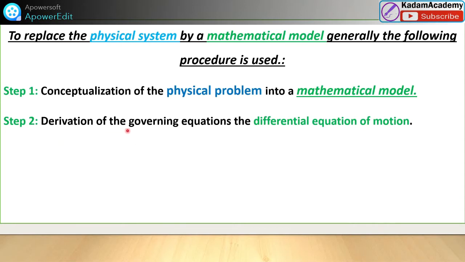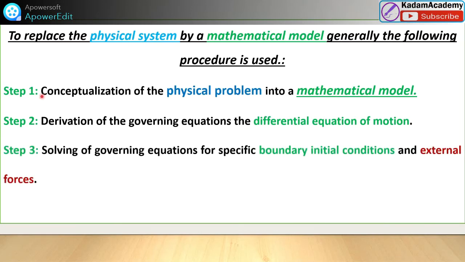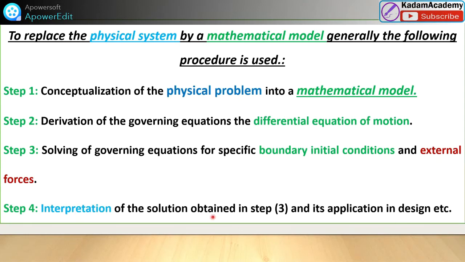Second is the derivation of the governing differential equation of motion. We have to derive the governing equation for this mathematical model, which was formed or drawn from the physical problem or physical system. The physical model was converted into a mathematical model, and the governing or differential equation was derived for this mathematical model. Third, after getting the equation, solve the governing equation for the specific conditions given, the boundary conditions or the external forces, by using various methods. And lastly, interpretation of the solution obtained in step 3, and its application in design. Those are the 4 steps. We will study them one by one.